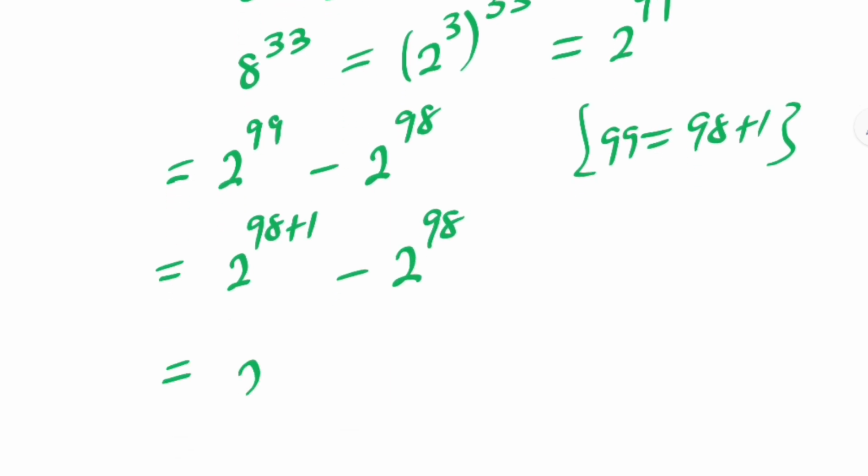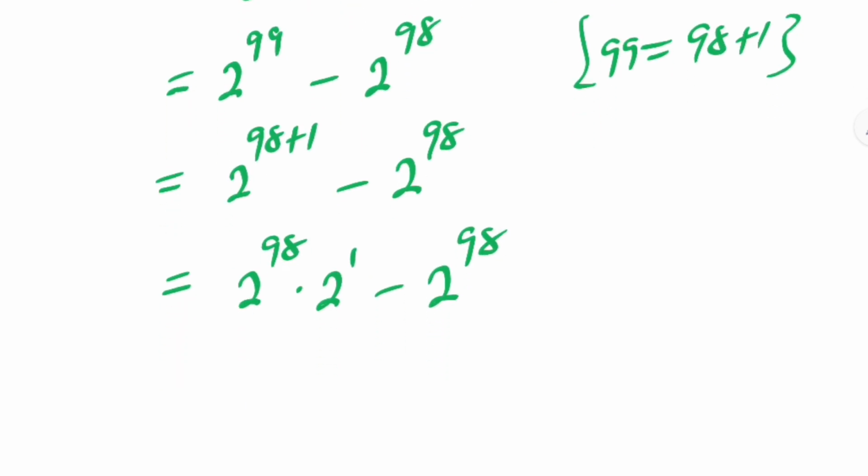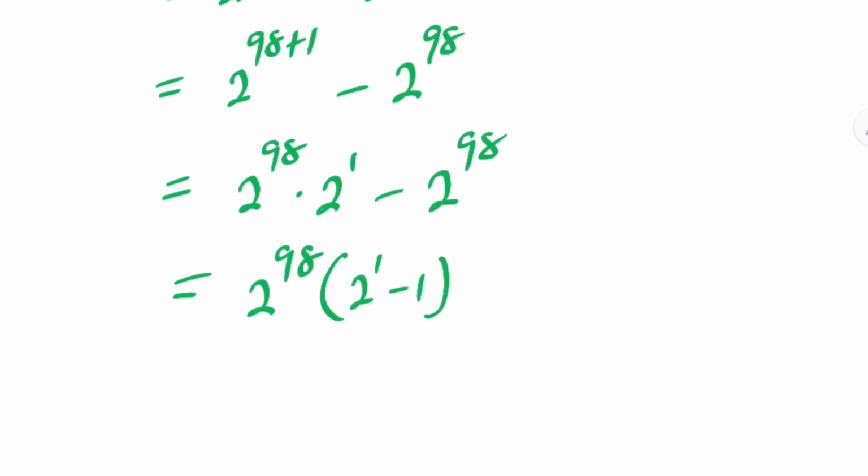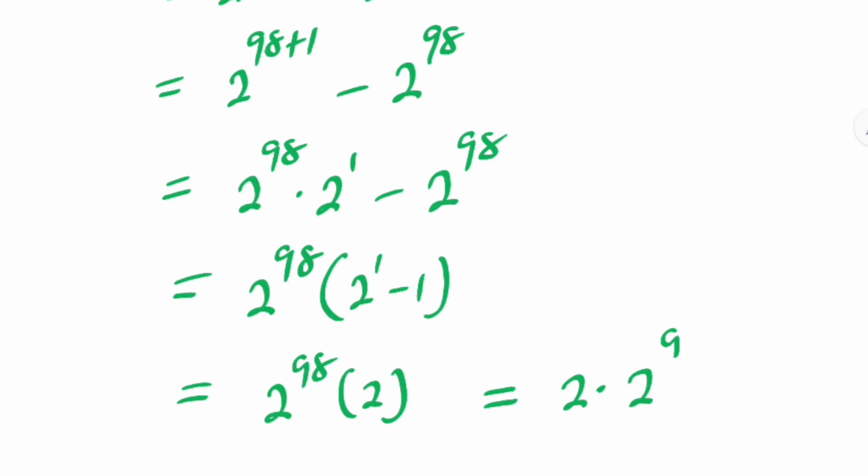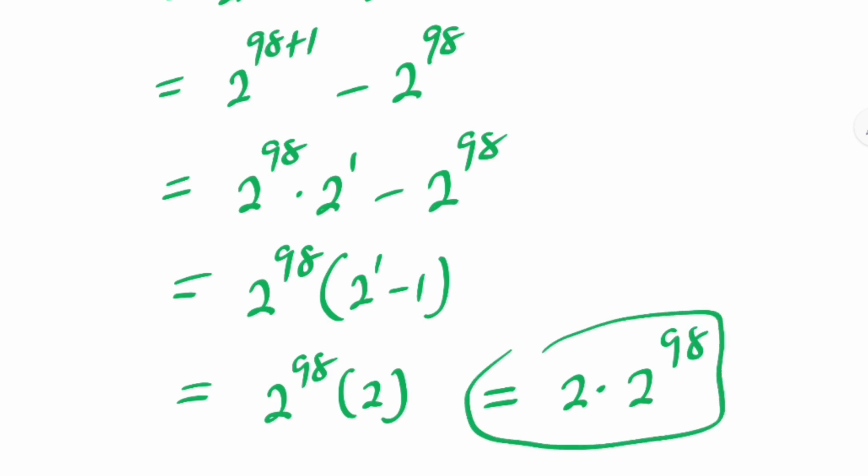This is equal to 2 raised to power 98 multiplied by 2 raised to power 1 minus 2 raised to power 98. And this is equal to, 2 raised to power 98 is common. We bring it out. Here we have 2 raised to power 1 minus 1. And this is equal to 2 raised to power 98 bracket 2. This is equal to 2 multiplied by 2 raised to power 98.